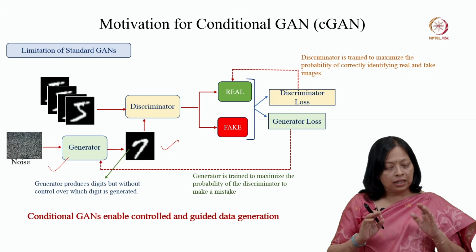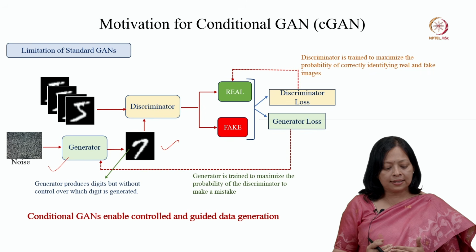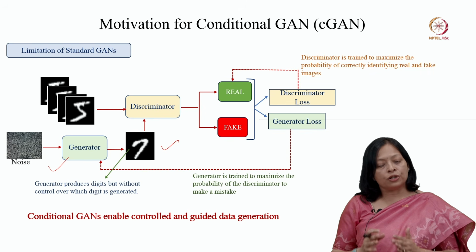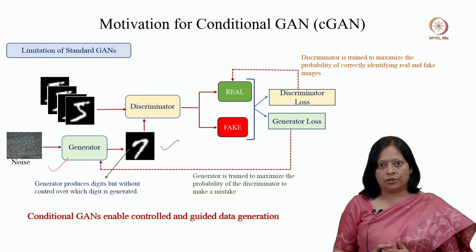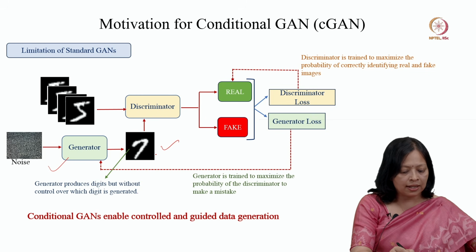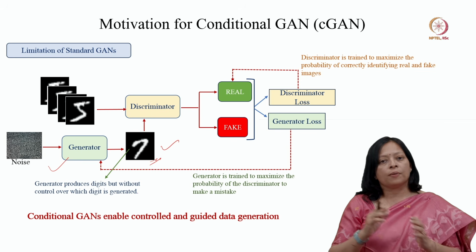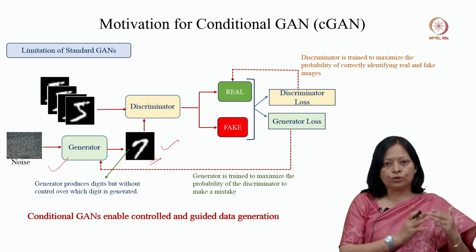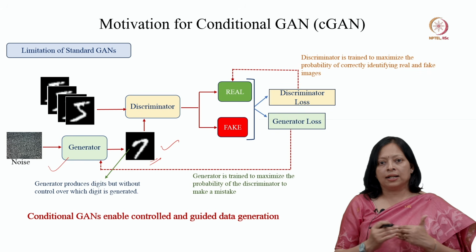If we use conditional GANs, they enable controlled and guided data generation. So, if I want 5 as the output from the generator, I can tell what I should put as the input in the conditional GAN.